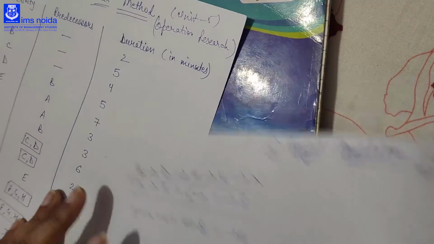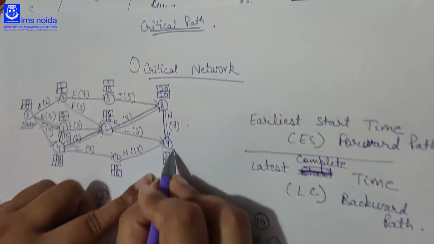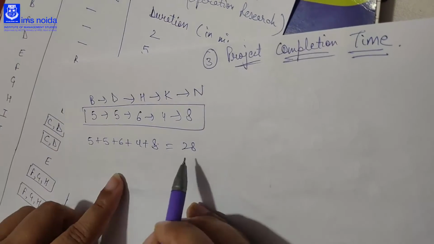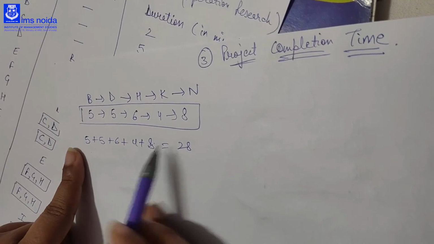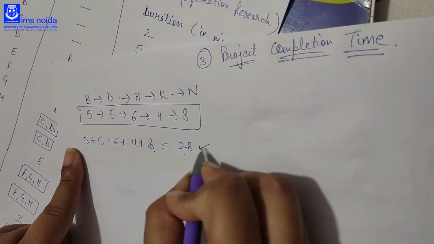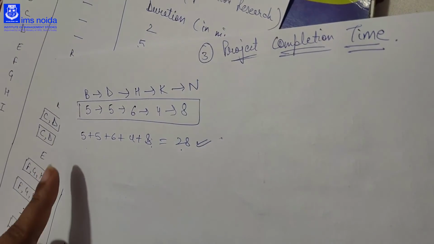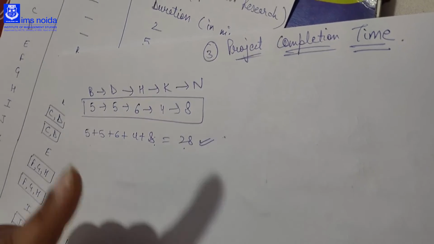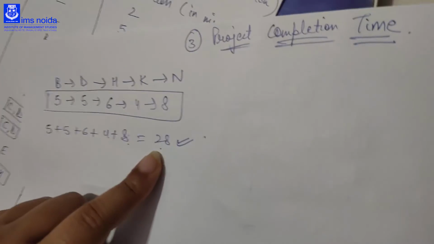As you can see here at the end node, you are getting 28, and here by adding the critical path durations, you are getting the project completion time as 28. That means you have done the question correctly. Your end node time and your project completion time should be the same.